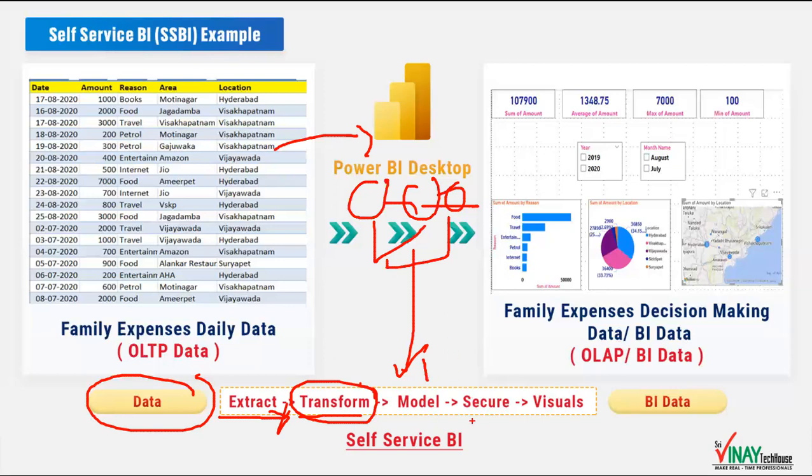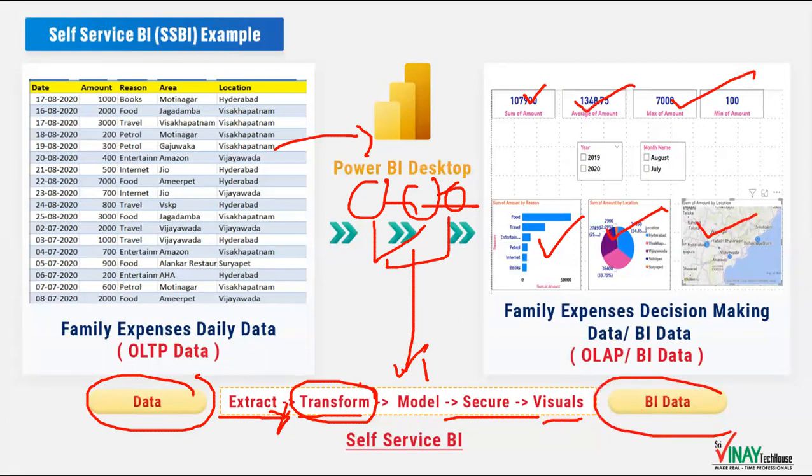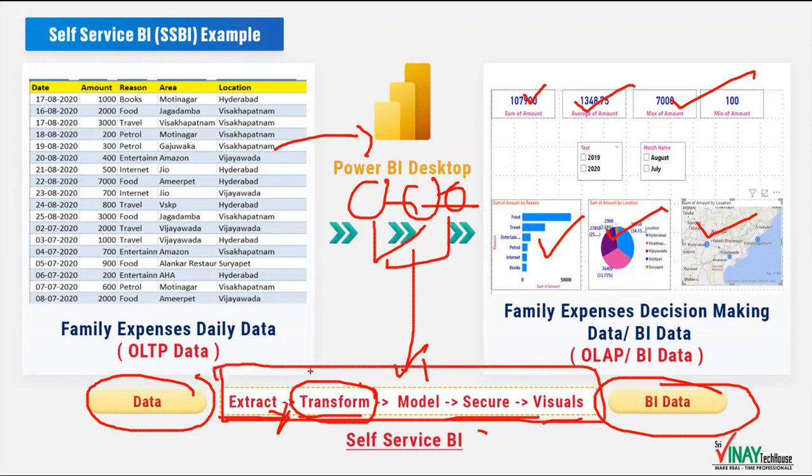If security is required, we'll apply security. Finally, visuals like this we generate. These are all called visuals. And the output is BI data, business intelligence data, because they provide intelligence information. This is a standard BI process that all companies everywhere follow. Ignore Power BI. Wherever you go, BI indicates this process.